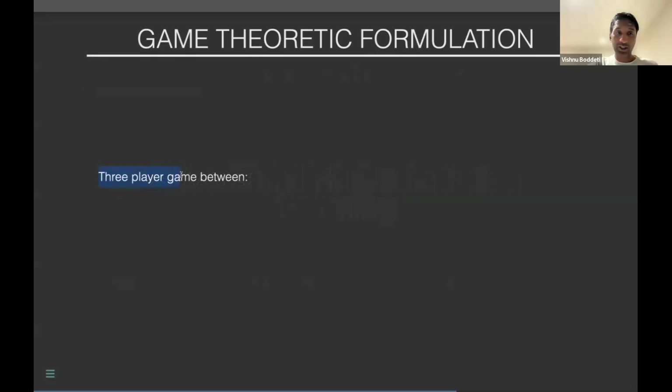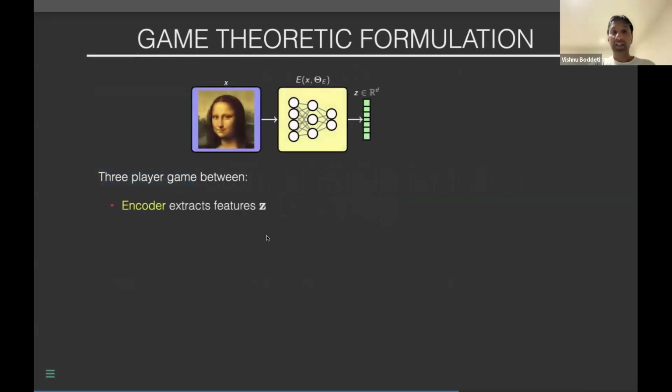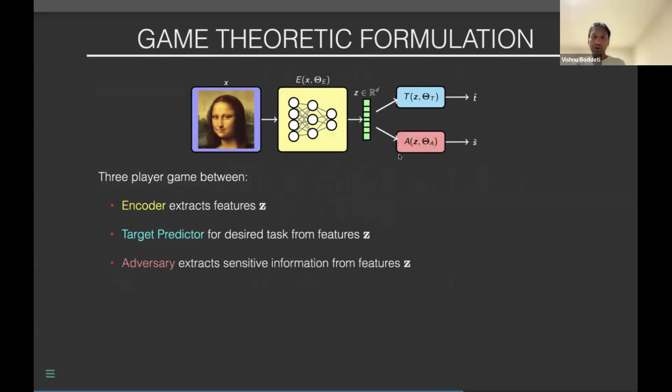Okay, you have three models, or three neural networks, and these three neural networks play a game against each other. So it's like a game that they play. One neural network is this encoder. It's trying to extract features of this image. There is a target predictor, which is trying to predict whether I'm smiling or not, let's say in this example. And then there is another neural network, which is trying to predict whether I'm male or female. Okay, so gender information. So it's trying to extract gender information.